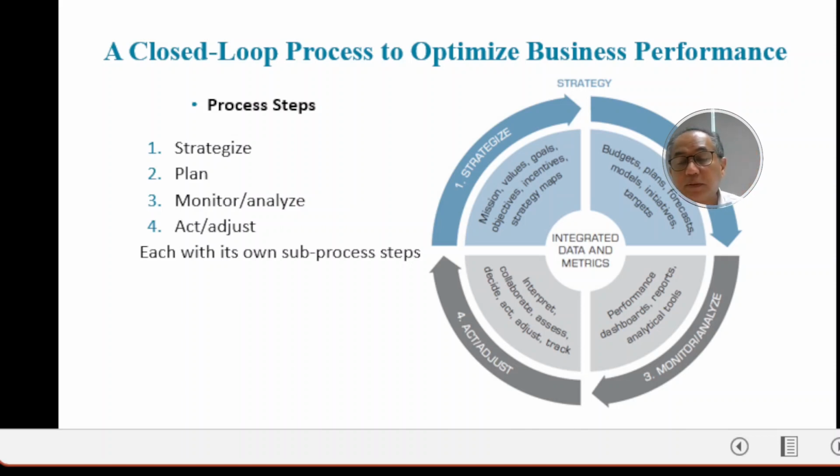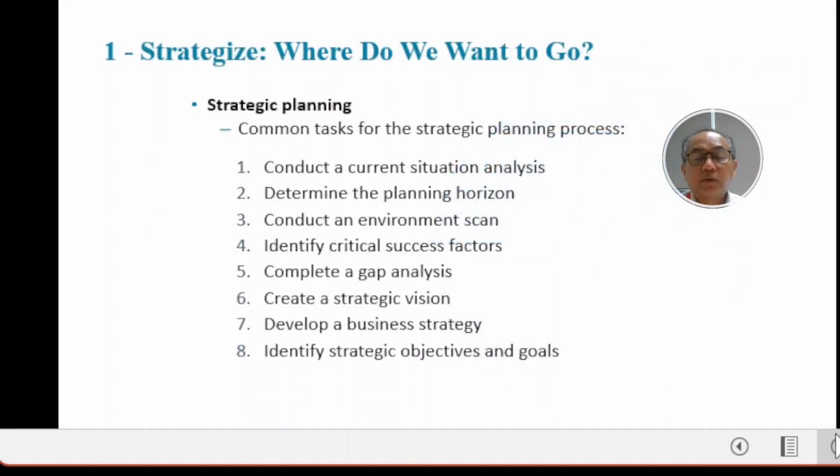Okay, we go into detail after this. So strategic planning. Common tasks for strategic planning: do a current situation analysis, determine the planning horizon, where do you want to plan towards, and then do an environmental scan, identify the critical success factors, complete a gap analysis, create a strategic vision, develop a business strategy, and identify the strategic objectives and goals of the organization.